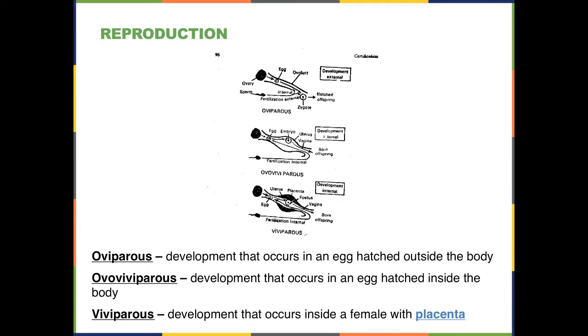Now, I use the term placenta because the book uses the term placenta, but there's also something called marsupial, which we will talk about in the future, which is sort of a cross between an ovoviviparous and a viviparous, and it's considered viviparous.